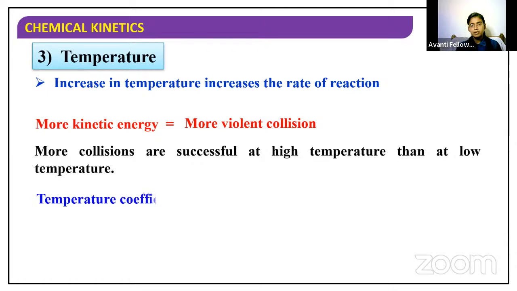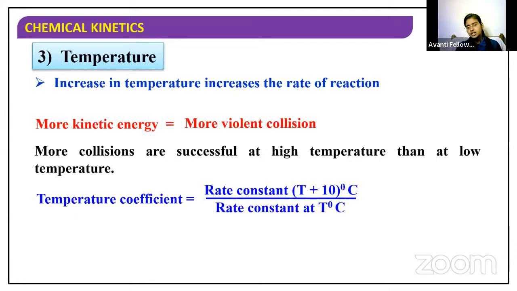That is denoted by the temperature coefficient, which is equal to the rate constant at T plus 10 degrees Celsius divided by the rate constant at T degrees Celsius, where T means temperature. Clear for all of you? These are the formulas and concepts which you have to understand. Only then will you be able to attempt assertion-reason type, theory type, statement type, and conceptual questions. Those questions can be answered only if you understand the concept. Clear? Can we move on to the next slide?